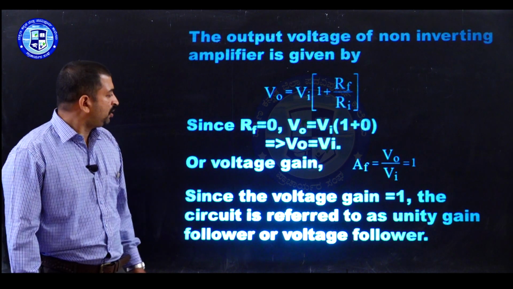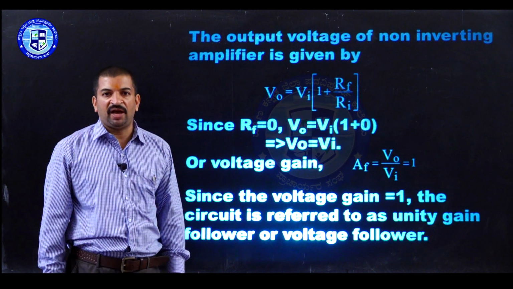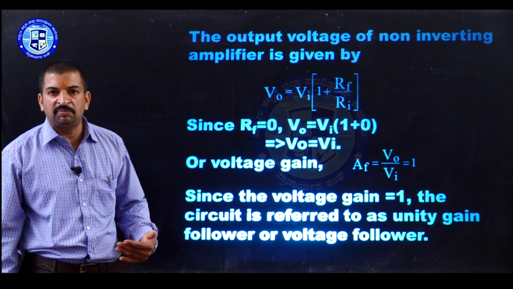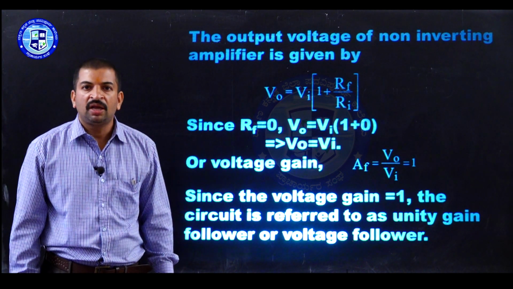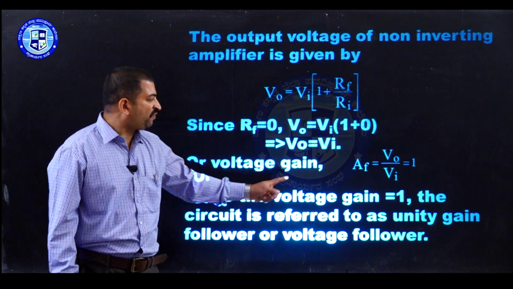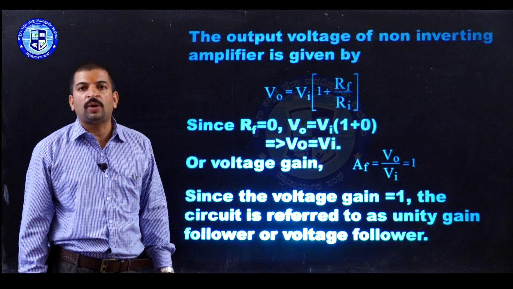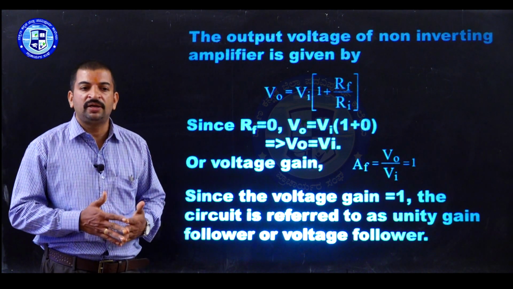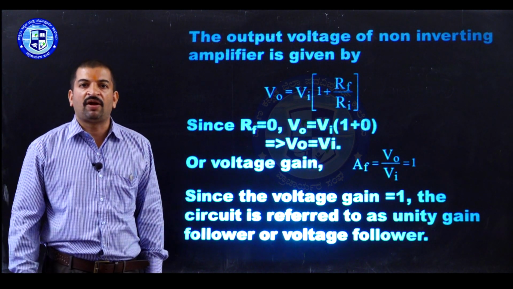Now, the voltage gain of this amplifier can be written as V naught divided by Vi. Voltage gain is nothing but the ratio of output voltage to the input voltage. Therefore, AF equal to V naught divided by Vi, that is equal to 1. Hence, since the voltage gain of the amplifier is 1, it is also called the unity gain follower.